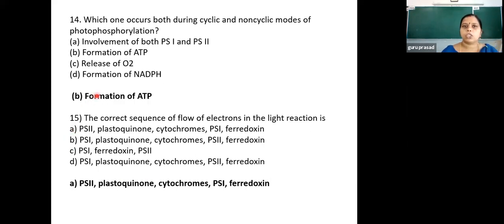Okay, next. Which one occurs both during cyclic and non-cyclic mode of photophosphorylation? Involvement of PS1 and PS2, formation of ATP, release of oxygen, formation of NADPH. Among these, we can't expect the involvement of both PS1 and PS2 in cyclic and non-cyclic, because in cyclic, only PS1 is functional. Formation of ATP, of course, takes place in cyclic and non-cyclic. Release of oxygen takes place in non-cyclic because it takes place near photosystem 2. Formation of NADPH also takes place in non-cyclic because PS1 lacks the enzyme called NADP reductase. So that's why the suitable one, which occurs both in cyclic and non-cyclic, is formation of ATP molecules.